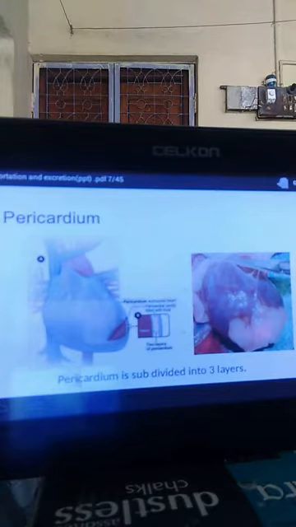So the pericardium, the transparent membrane, and the pericardial fluid, these two structures protect our heart from external shocks and blows. I'll repeat the words pericardium and pericardial fluid. Pericardium is a transparent membrane which surrounds the heart, and the liquid is called pericardial fluid.